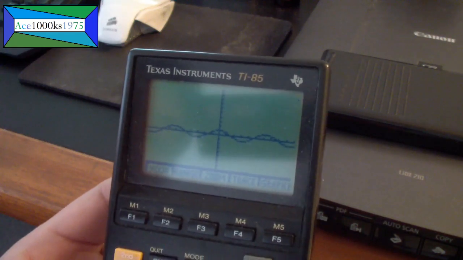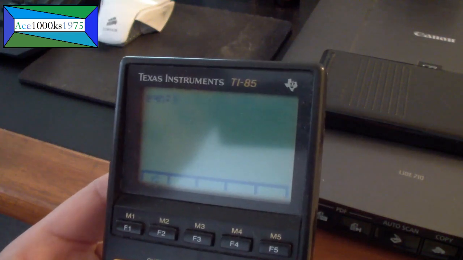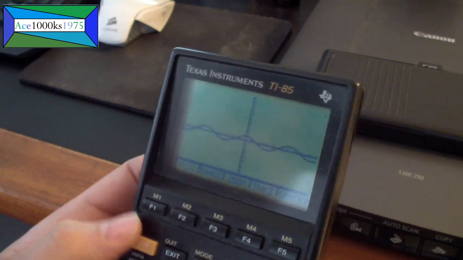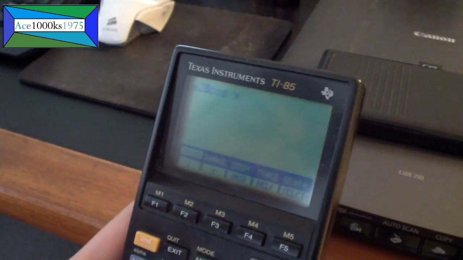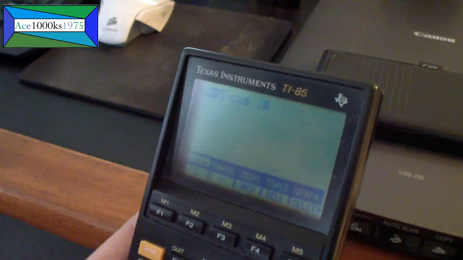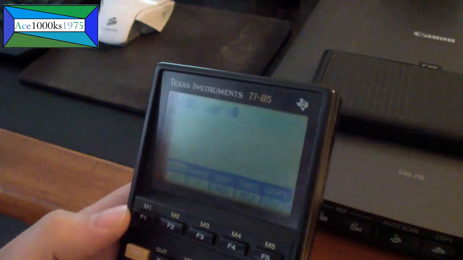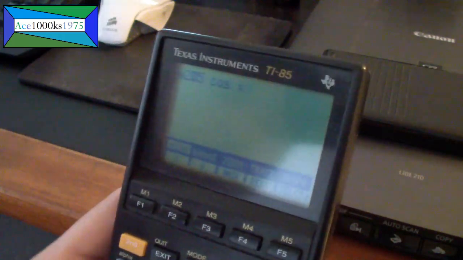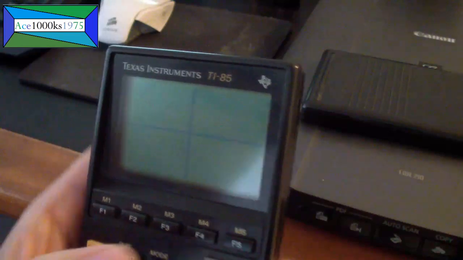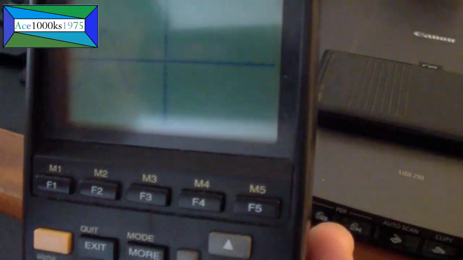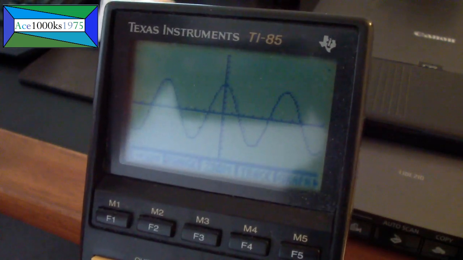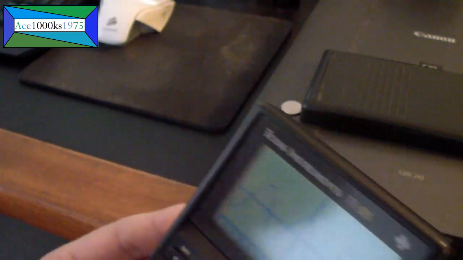I'm going to go back. That's not what I want, go back to functions. I want to put 5 cosine of x. So now the amplitude will be 5 for this, and let me graph that. So the amplitude is going to be bigger. But before, the graph wasn't very big.